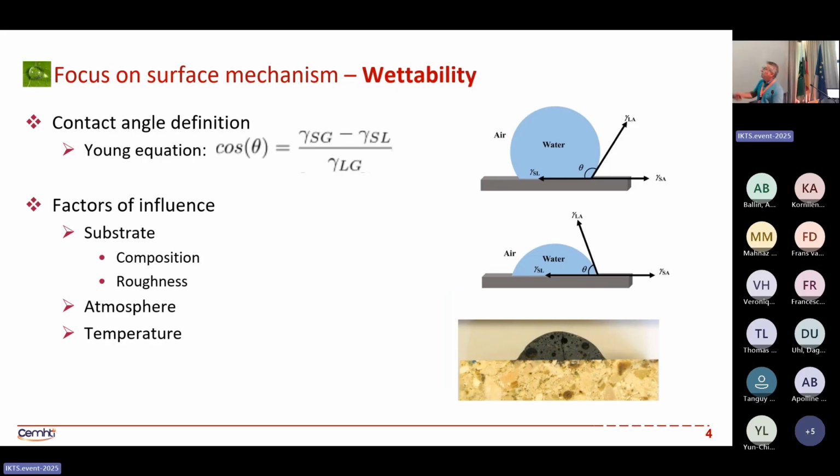So focus on the surface mechanism, starting with the wettability, because the slag needs to wet the sample, the sample at my lab scale and the refractory block at industrial scale, to react with it. I skip this part very quickly, because you have already learned about this point.